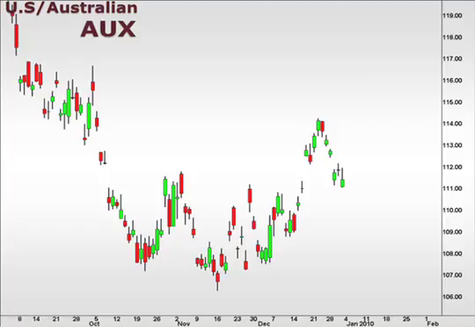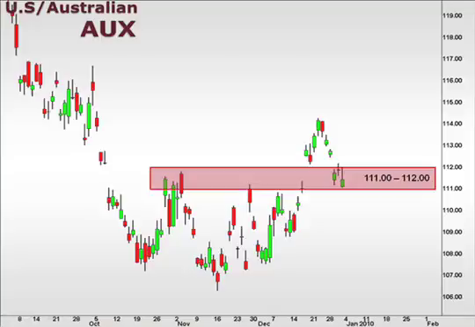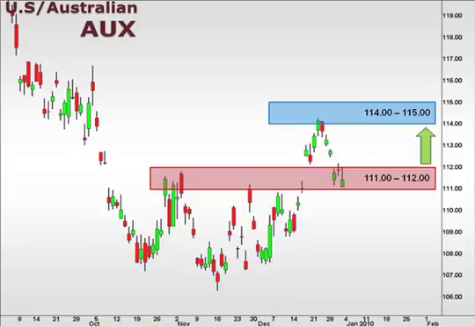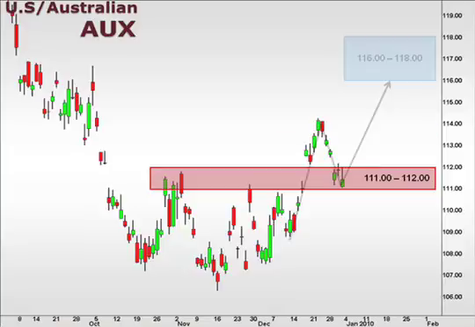The AUX, the US versus the Australian dollar, hit our 114-115 target before reversing to test the 111-112 focal zone for support. A deeper retracement could result in a test of 109-110. Consolidation within the current pair value range opens the window for a retest of the 114-115 box with an extended move likely to test the 116 to 118 range.